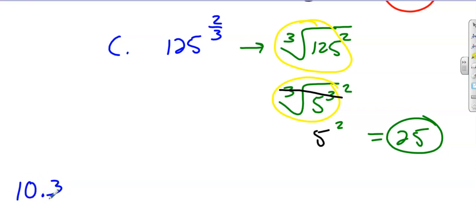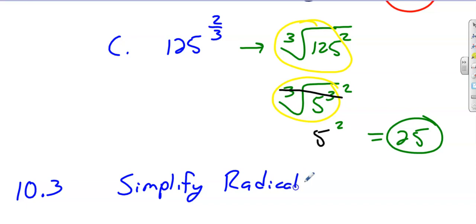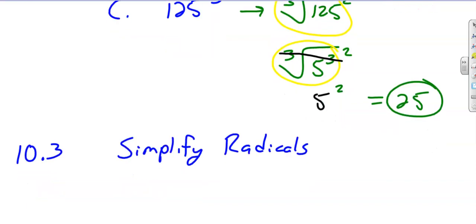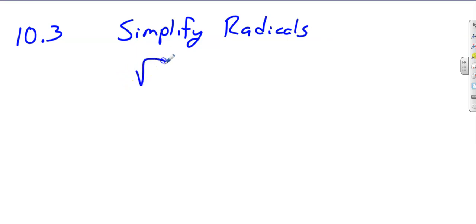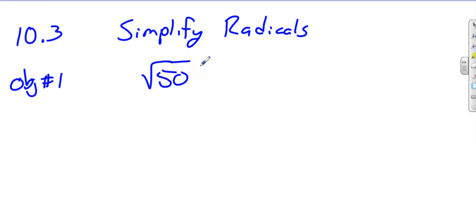Okay. And then 10.3 is all just simplifying radicals. They start you off with some really easy ones, not as easy as the ones we did in 10.1, because if we go back to 10.1, basically you had something like square root of 25, where you would just take the number and tell me the answer was 5. This one in objective 1 for this part, they're not quite that easy. This is one where they're not going to be perfect square roots, so it's square root of 50.